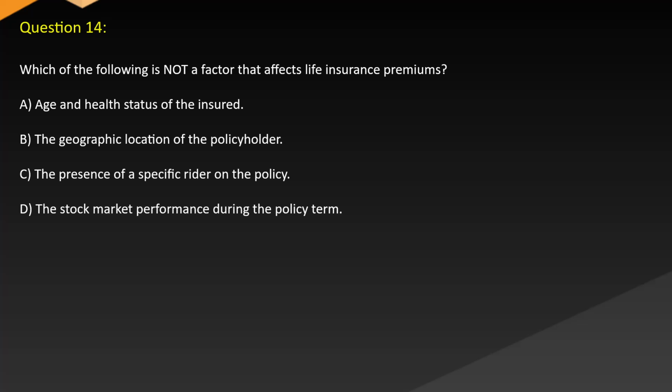Question 14. Which of the following is not a factor that affects life insurance premiums? A. Age and health status of the insured. B. The geographic location of the policyholder. C. The presence of a specific rider on the policy. D. The stock market performance during the policy term.